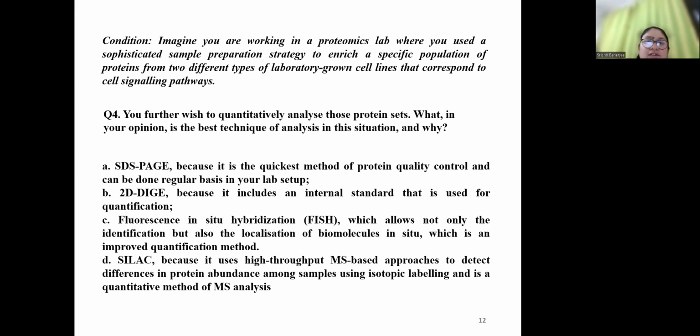I don't know if you're aware, but FISH is actually used for oligonucleotides and not proteins. It definitely helps in quantification, but in the case of nucleotides, DNA and RNA, and not exactly the proteome. So here the answer is SILAC, because you are working in proteomics, and it's an MS-based approach to detect differences in protein abundance among samples using isotope labeling, and it's quantitatively better.